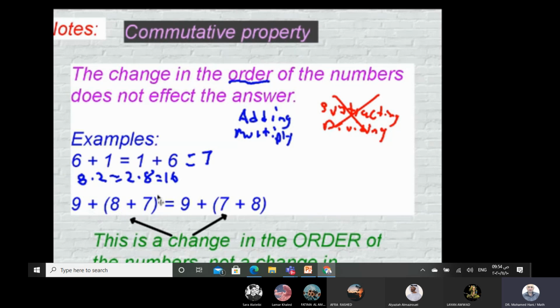9 plus (8 plus 7) equals 9 plus (7 plus 8). A lot of people get confused because when they see parentheses, they immediately think associative property. But if we look, this is a change in the order of the numbers. I did 8 plus 7, and here I did 7 plus 8. It is not a change in the grouping. If it was a change in the grouping, then we'd be talking about the associative property. But because it's a change in the order, we're talking about the commutative property.